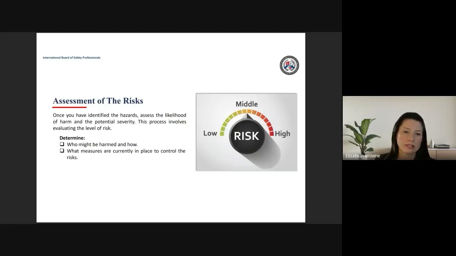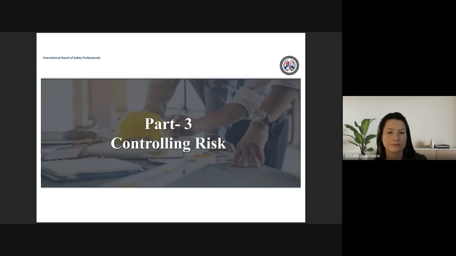All right, so once we've identified the hazards themselves, we need to assess the likelihood of the harm happening and what is the potential severity of the consequence. So this process involves a risk probability matrix or some type of evaluation of level of risk. So we have to determine who might be harmed, how many people, how would they be harmed, and what measures are currently in place to control the risk if this is a process that's already in place.